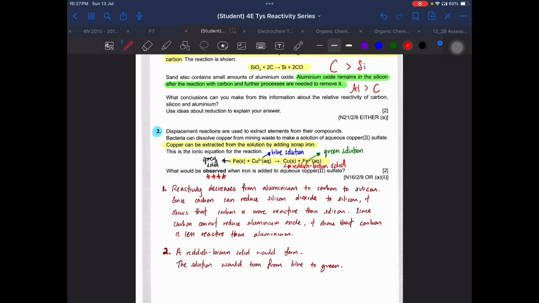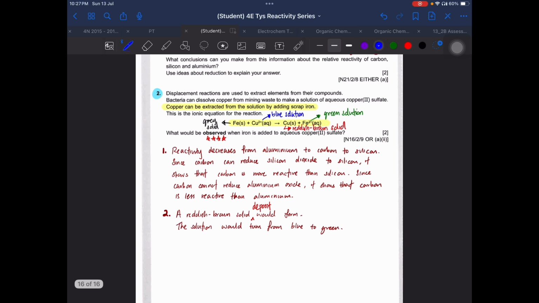Now, to be more exact, there is also another way to phrase it, which is that a reddish brown solid deposit will form on the gray color solid iron itself, right? This will show that the reaction is actually happening. So how would this look? Imagine there is a blue solution of copper 2 ion, and as you do the reaction, you place in a piece of iron, Fe.